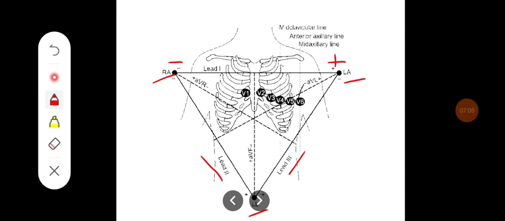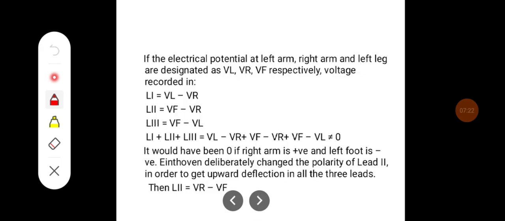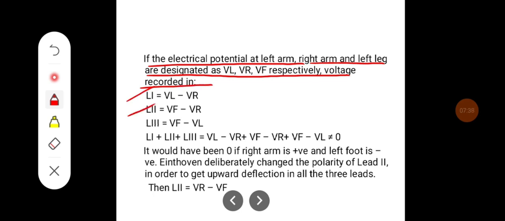The third limb lead is between the left arm and left leg, where the positive terminal is situated on the left leg and the negative on the left arm. If the electrical potentials at the left arm, right arm, and left leg are designated as VL, VR, VF respectively, the voltage recorded in lead 1 will be VL minus VR, lead 2 will be VF minus VR, and lead 3 will be VF minus VL.